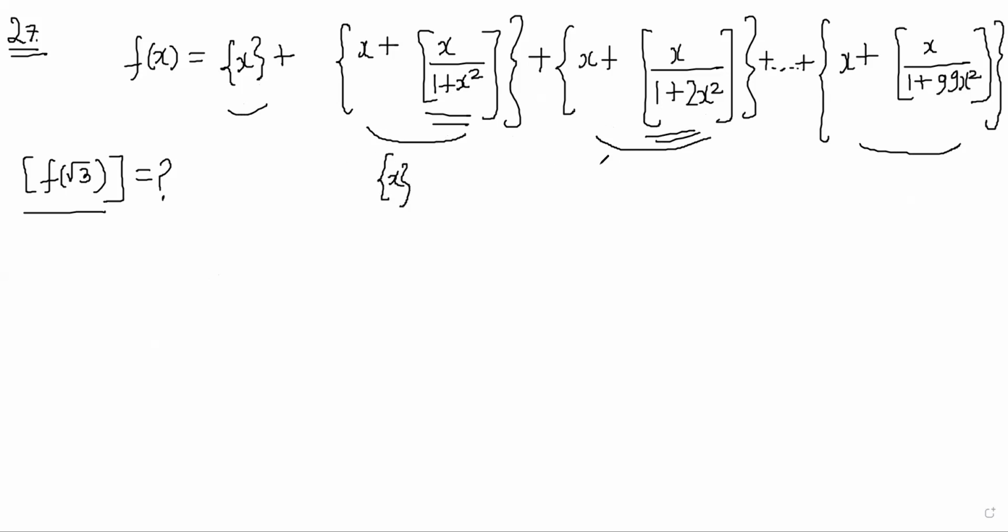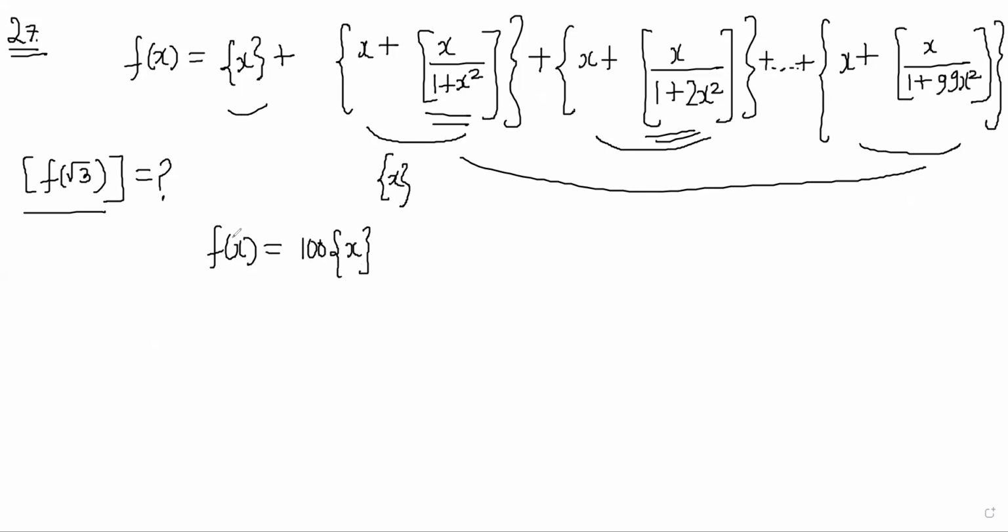So therefore, there are actually 99 such terms here. So f(x) is simply 100 times the fractional part of x. Then it is super easy. Find f of root 3. So f of root 3 is equal to 100 times the fractional part of root 3, and then you have to do GIF also.